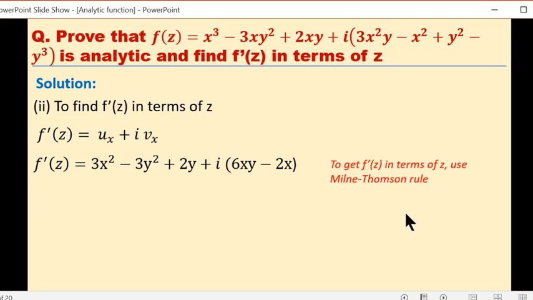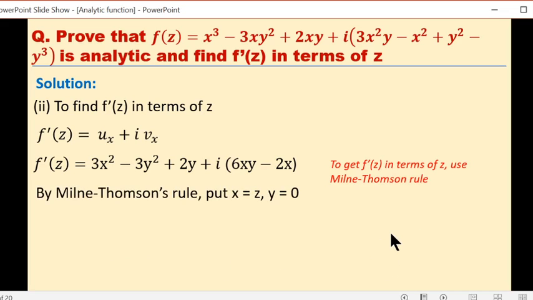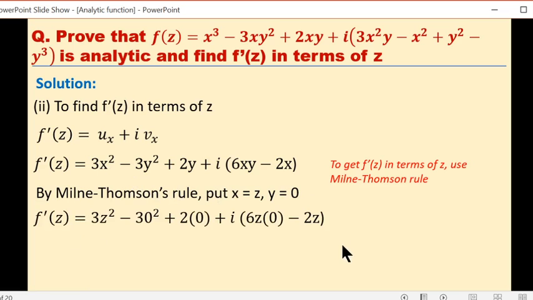Okay, what does this rule say? This rule says that if you have an analytic function in terms of x and y, and you want to get it in terms of z, simply put x equal to z and y equal to 0. This can be used only for an analytic function, not for any other function. And here our function is analytic. So by Milne-Thomson's rule, we put x equal to z and y equal to 0.